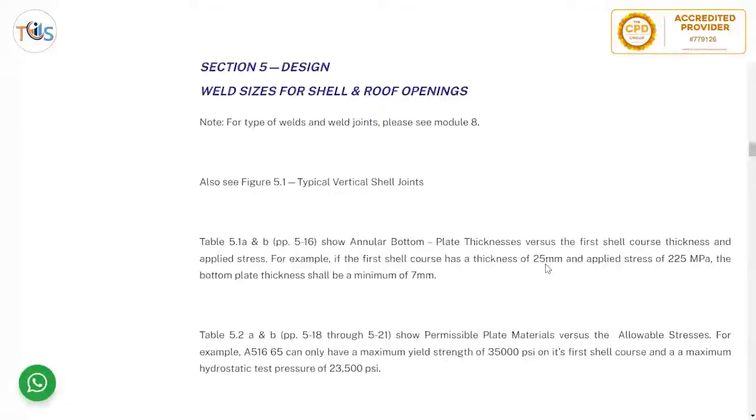Section 5. Design. Weld sizes for shell and roof openings. Note, for type of welds and weld joints, please see Module 8. Also see figure 5.1, typical vertical shell joints. Tables 5.1a and b on page 516 show annular bottom plate thickness versus the first shell course thickness and applied stress. For example, if the first shell course has a thickness of 25 millimeters and applied stress of 225 megapascals, the bottom plate thickness shall be a minimum of 7 millimeters.